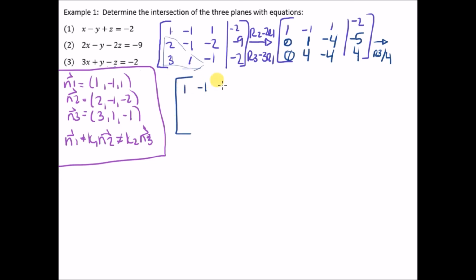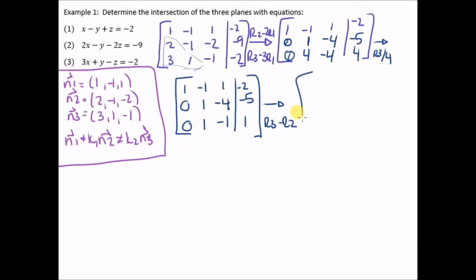So 1, -1, 1. Okay, the first row hasn't changed at all. 0, 1, -4, -5. And then we can reduce that to 0, 1, -1, and 1, which looks a lot better because now we can take row 3 and we can subtract row 2. Okay, this time it actually works.